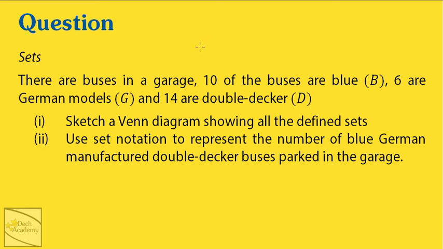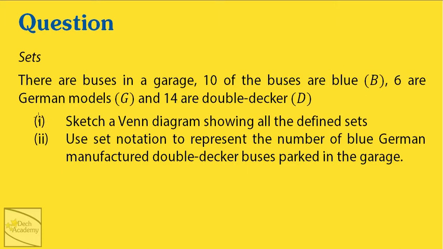This question has to do with set theory, and it goes as follows. There are buses in a garage. 10 of the buses are blue. So that's a distinction based on color. 6 of the buses are German models, so a distinction based on where the buses were manufactured. And then there are 14 double-decker buses.